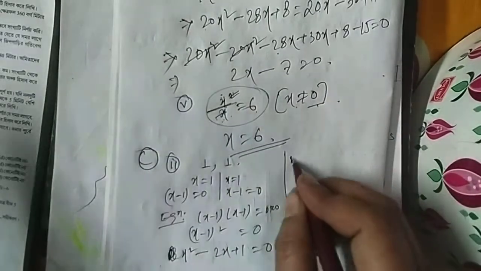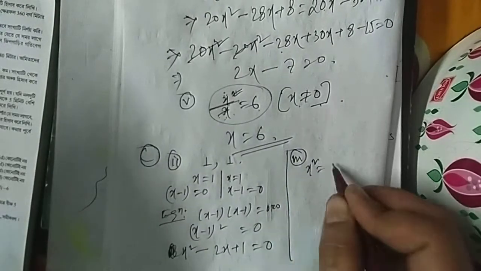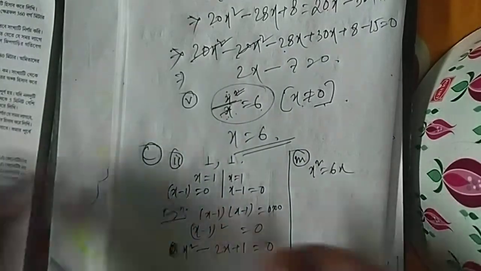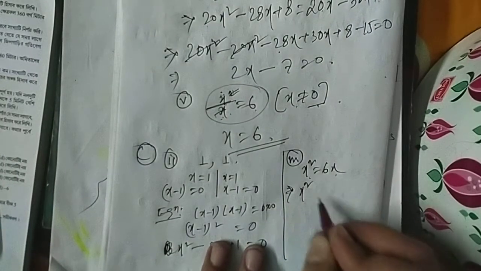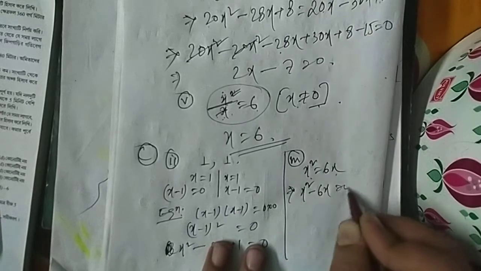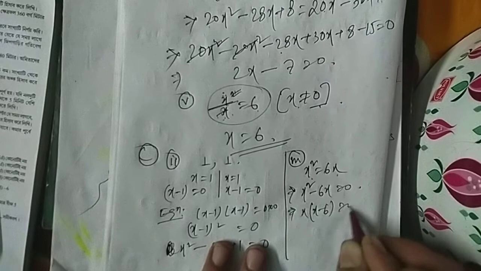And also question number 3 of C. Here given that the equation is x square equal to 6x. Everyone see that the equation is x square equal to 6x. Then we can write x square minus 6x equal to 0. If we take x common, then x into x minus 6 equal to 0.